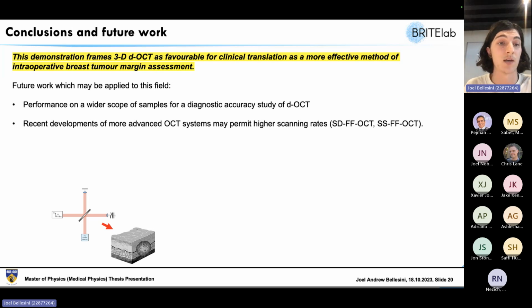Recent developments have presented more advanced OCT systems, which may permit even higher scanning rates. For example, there is spectral domain full field and swept source full field OCT, which allow the acquisition of entire OCT volumes all at once, which we obviously didn't have access to in our project, but would permit higher scanning rates and greater clinical feasibility.